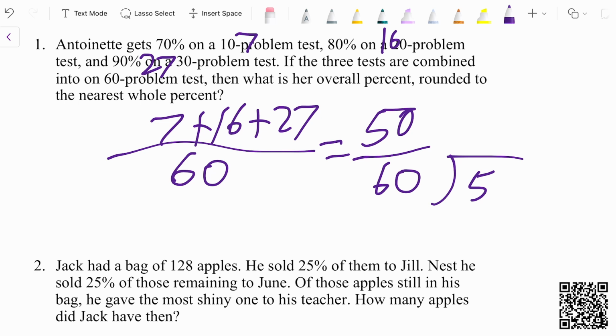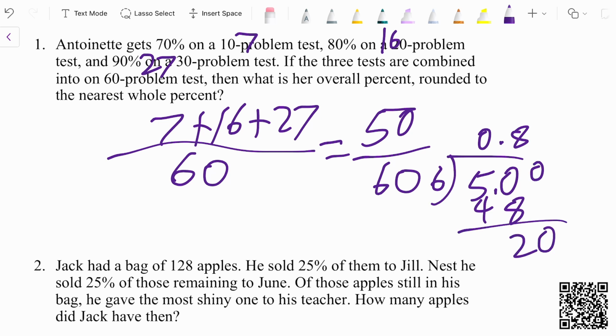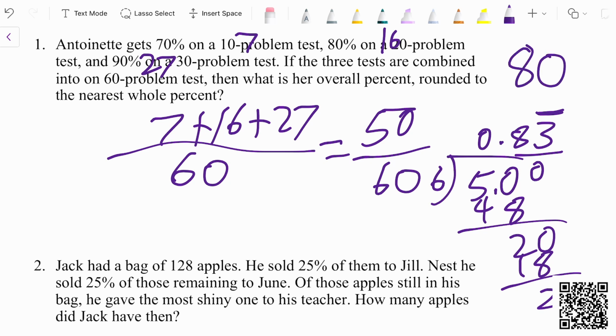So it's 5 divided by 6. 6 into 50 goes 8 times, 8 times 6 is 48, remainder 2, then 20, that's 3, 18, and we get another 2. So here our 3 is going to be repetitive. Our overall percent rounded to the nearest whole percent is, no, it's not 80, it's 83%.